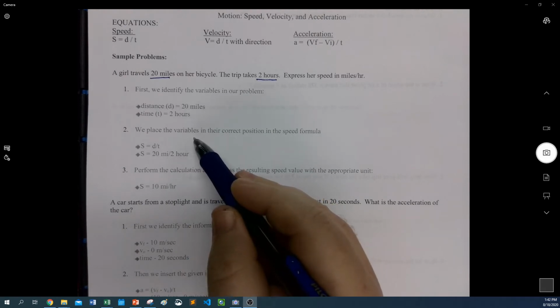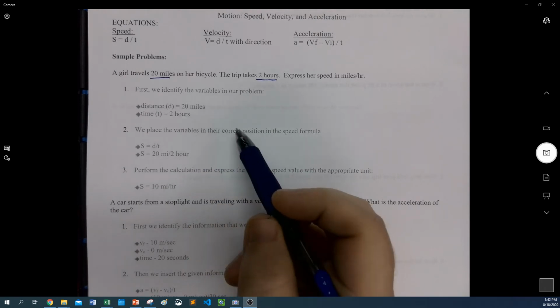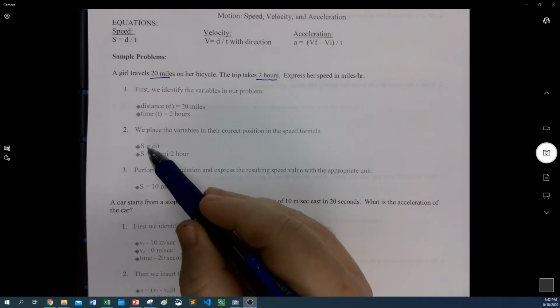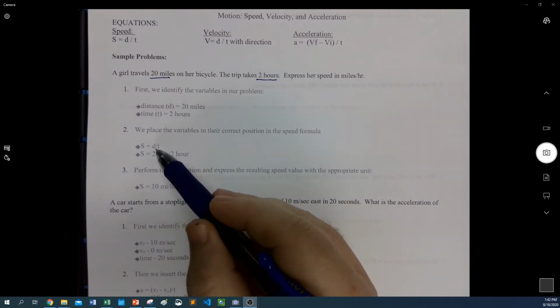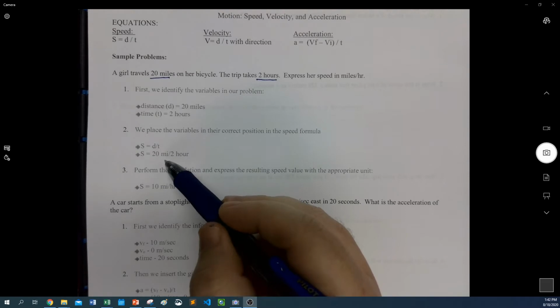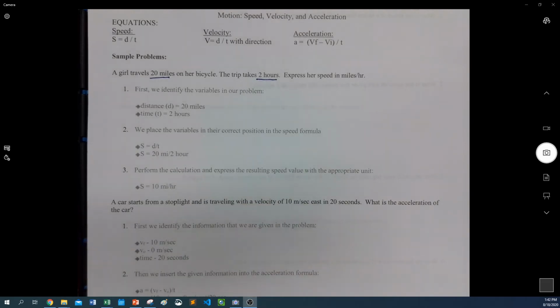Then we identify our equation for solving for speed. So speed is equal to distance divided by time. Plug the variables in and then calculate. So 20 miles divided by 2 hours is 10 miles an hour.